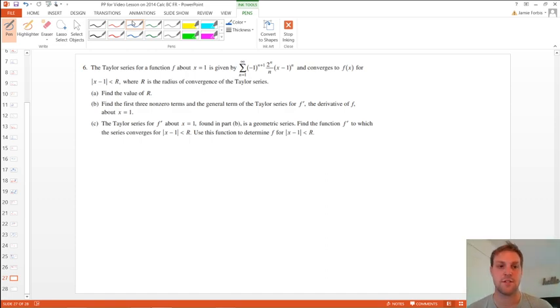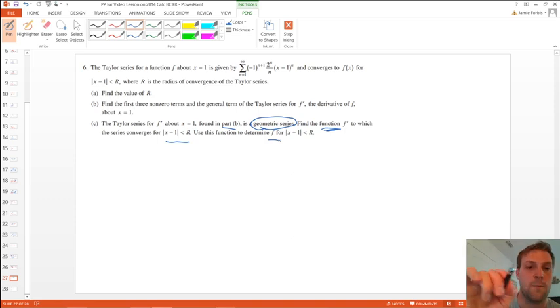It says the Taylor series for f prime about x equals 1, which we found in part B, is a geometric series. I'm sure we could have figured that out by looking at the pattern eventually, but it's telling us it's a geometric series. Now there are certain properties that come with a geometric series. It wants me to find the function f prime to which the series converges for the absolute value of x minus 1 less than r, and we're going to use this function to determine f for the same interval of convergence. It's kind of a fancy way of saying something easy, I think.